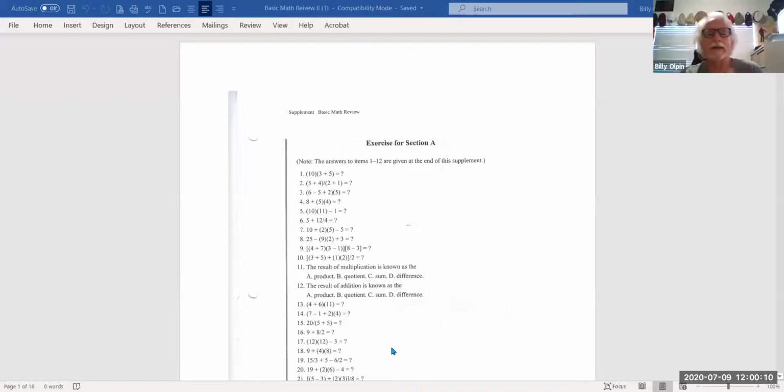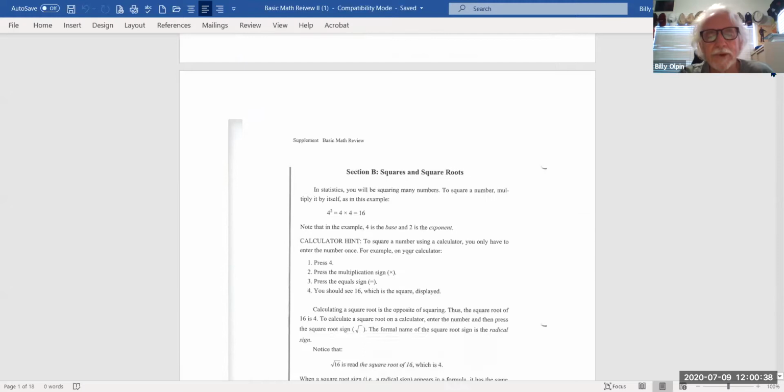As I said, each section has exercises in the back, and there will be an answer sheet that provides the answers for the odd number questions in the exercises, so you can see how you're doing. So here are the exercises for what we just went through, section A, the order of operations.